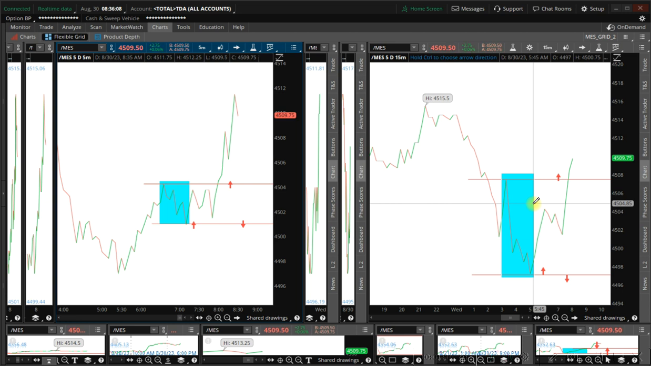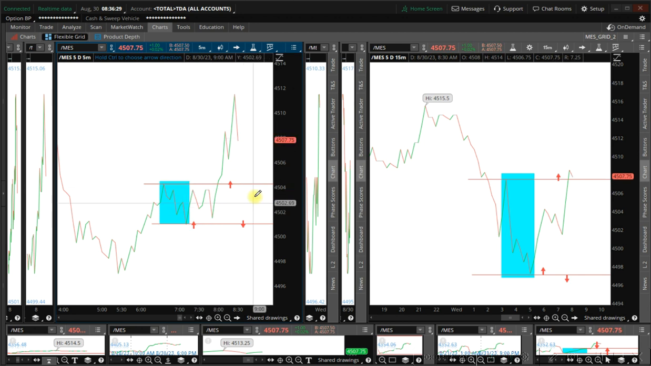We went long, I believe around here, and what you do, you can place your stop here at the bottom of the 15M fractal, or you place your stop here at the 5-minute fractal at 4501.